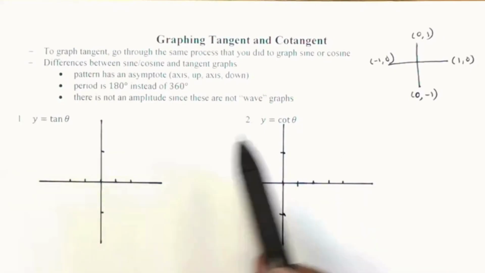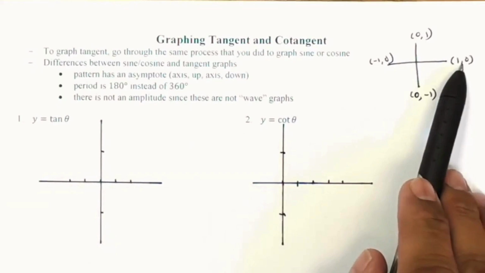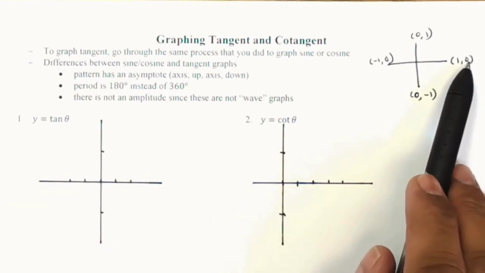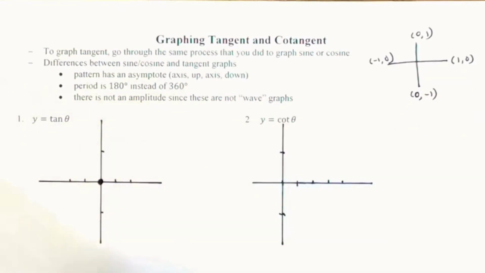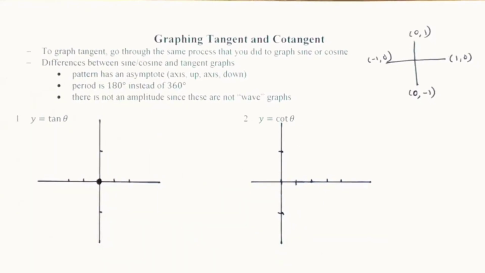So if we're talking about 0 degrees, that's here. Tangent is y over x. So if I divide 0 by 1, I get 0. So sweet, I get this point (0, 0). And you can see I did a little bit of pre-work before starting the video.